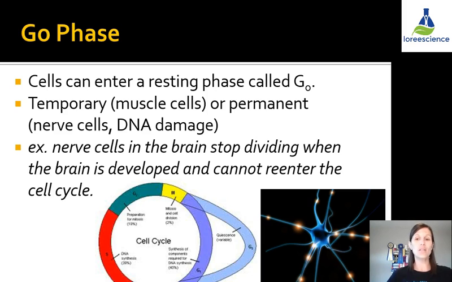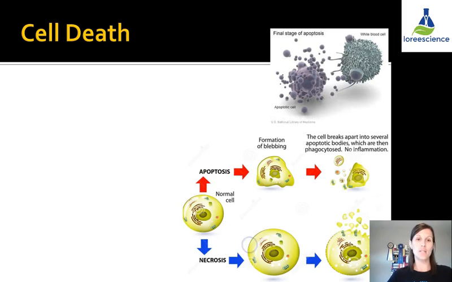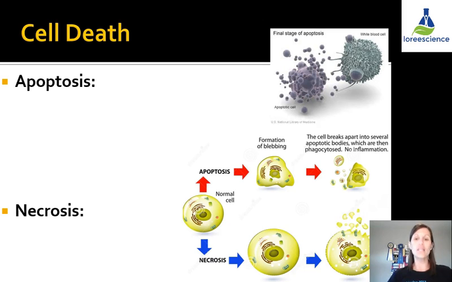Okay, so as mentioned, nerves in the brain is a common area of G0 phase. Now, cell death. Cells are supposed to die. They don't live forever. There are ways that there's controlled death, but then there's also unexpected or uncontrolled death. So necrosis and apoptosis are our two forms of cell death.